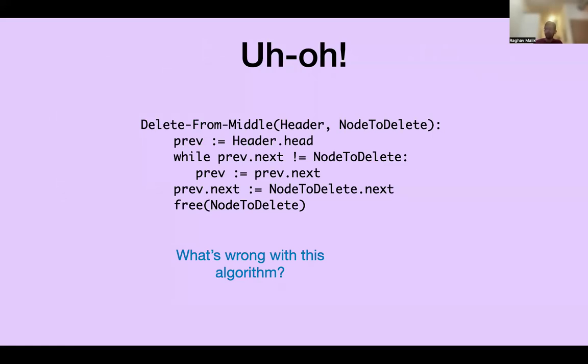Okay, like I said, I lied to you earlier. This is the delete from middle pseudocode that I gave you. And it just takes the thing and it skips over it. But there's something wrong here. Does anyone know what's wrong with this? You can feel free to put it in the chat or shout it out.